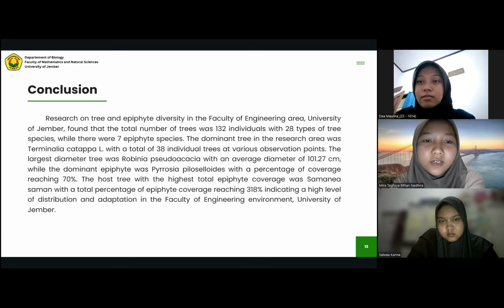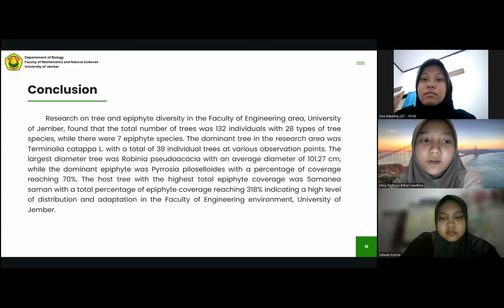The host tree with the highest total epiphyte coverage was Samanea saman with a total percentage of epiphyte coverage reaching 318%, indicating a high level of distribution and adaptation in the Faculty of Engineering environment, University of Jember.